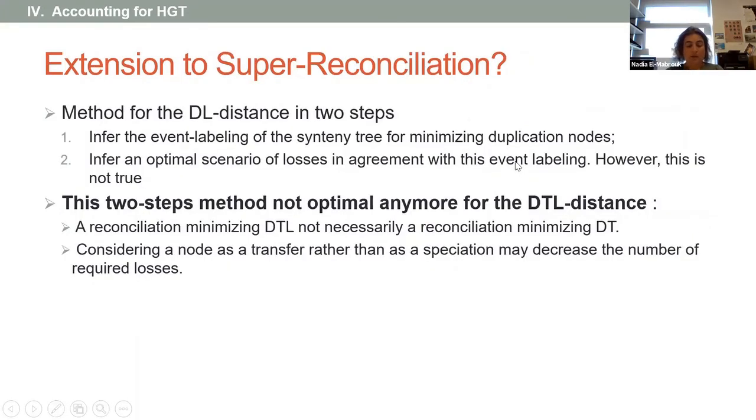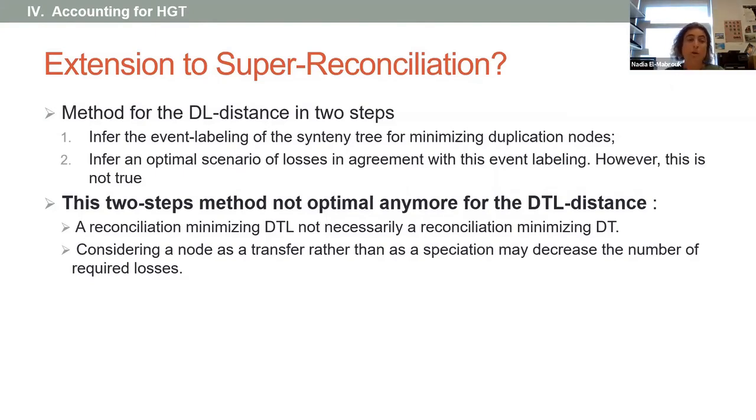Okay, so what about extending the DTL distance to super reconciliation, for example? We have seen that super reconciliation is the extension of reconciliation to account for segmental duplication and losses. So how to integrate segmental horizontal gene transfer? Because we can assume that segments of genes also have been transferred from one species to another.